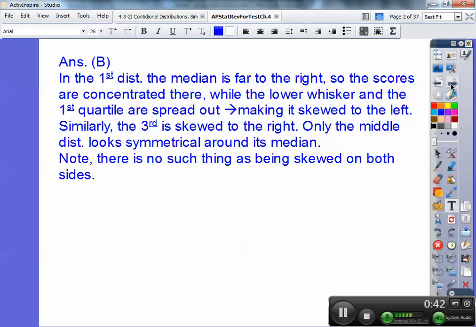Okay, so the first distribution, the median is far to the right of the box, so the first one is skewed to the left. And similarly, that third distribution was skewed to the right. Only the middle distribution looks symmetrical around its median, that middle line in the box right there. And there's no such thing as being skewed on both sides. That's just made up. So typical AP stuff likes to throw in funny things like that.